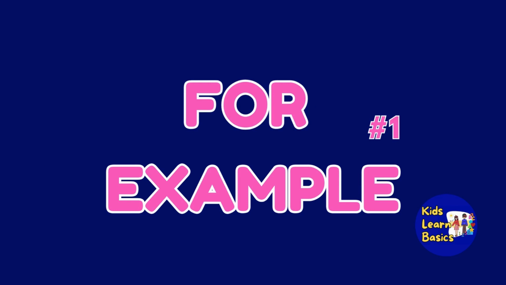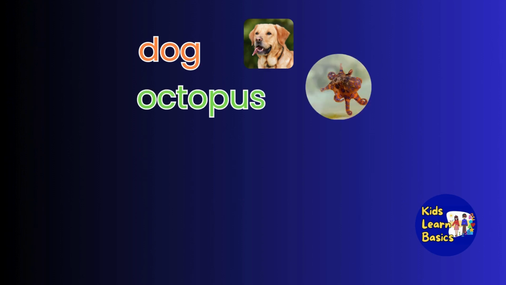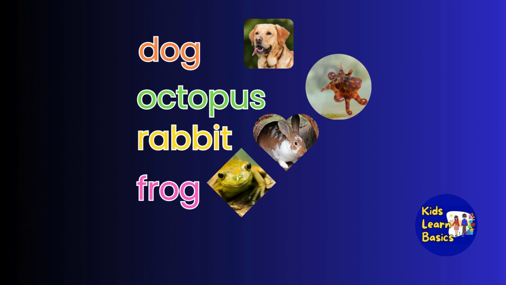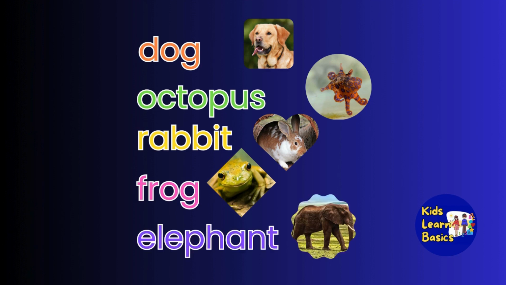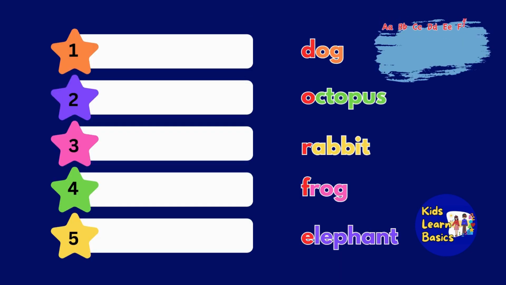Okay, I'll give you a few examples. We have the first set of words: dog, octopus, rabbit, frog, elephant. Always look at the first letter of the words and arrange them according to their places in the alphabet. It is important that you know the order of the 26 letters in the English alphabet to easily arrange the set of words. Which comes first?